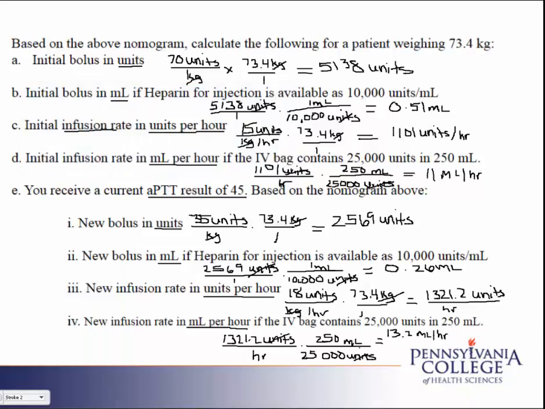At this point, we have completed a problem with a heparin protocol. You'll notice that there were a lot of steps, but each step had only one calculation to do. And so even though the problem can feel overwhelming, the math that you need to do is not overwhelming. It's just one conversion, one multiplication per part.